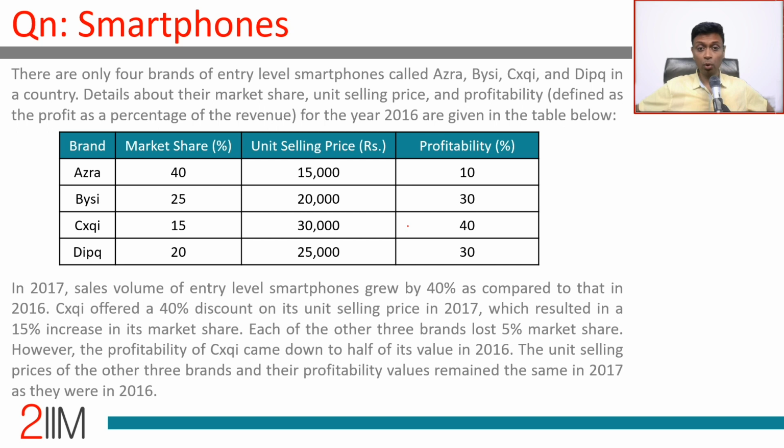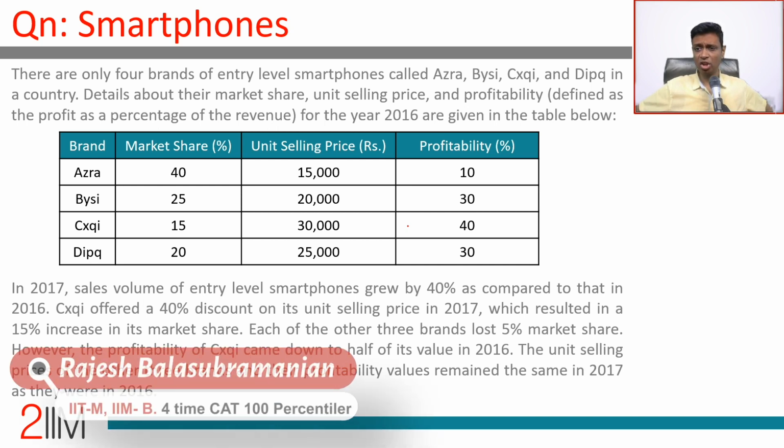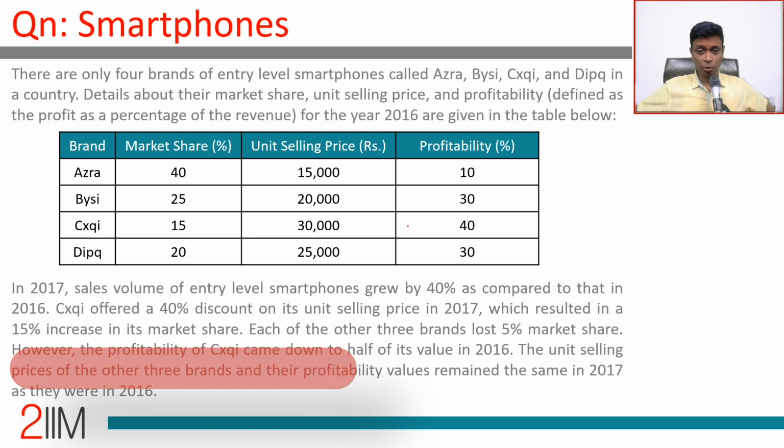Smartphones. There are only four brands of entry-level smartphones called Azra, Bysi, Cxqi, and Dipq. A, B, C, and D, effectively, in a country. Details about their market share, unit selling price, and profitability for the year 2016 are given in the table below.